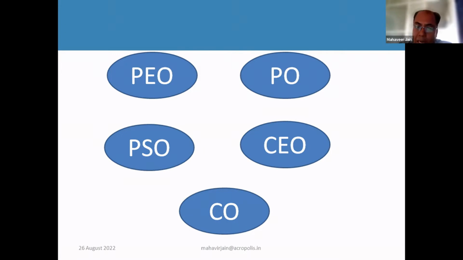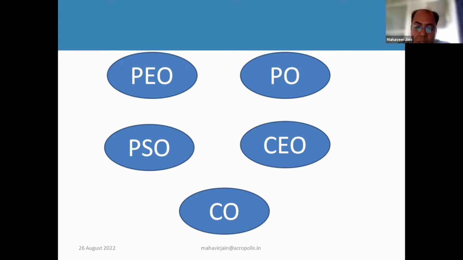Okay. So when I have decided that I need to launch a program and I need to decide the program educational objectives, certainly the program outcomes, then I can add some PSOs. Then it is fixed that I am going to launch the program. Then how can I achieve those outcomes? For that, I need to teach some courses.